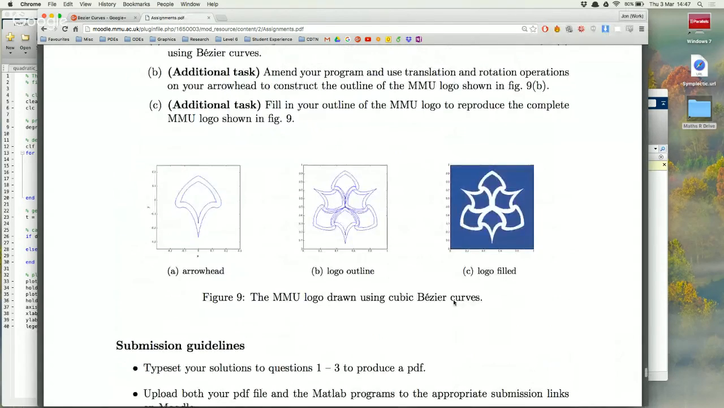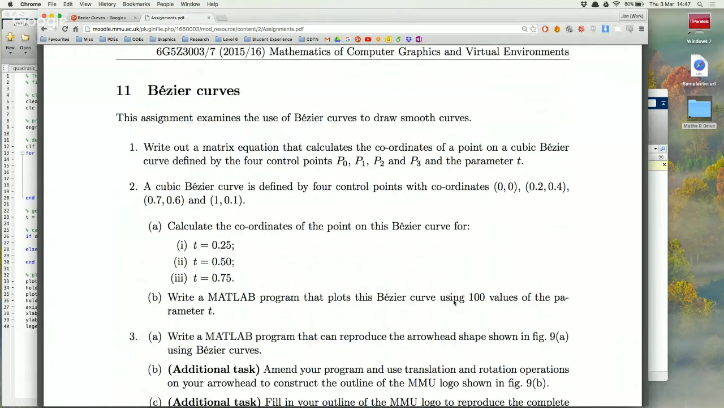Okay, so this is assignment 11. First question, write out a matrix equation that calculates the coordinate of the point on a cubic Bezier curve defined by 4 control points in the parameter t. I just showed you that on one of these slides. I'm not going to tell you which one. You can go and look for yourself.